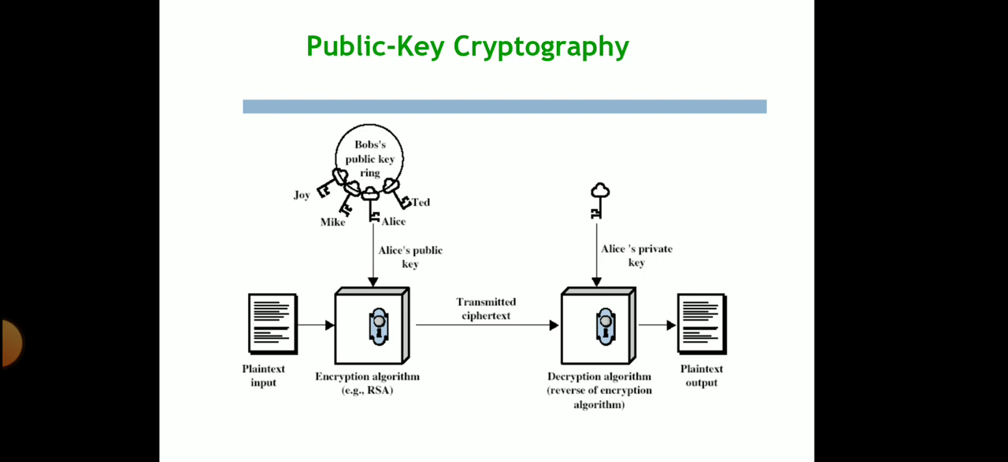So here the sender is Alice. Alice sends the message, or encrypts the message, by using the public key. So if you want to decrypt that, you have to use Alice's private key, so that it provides confidentiality. So after decryption, we will get the original message. So it also provides the confidentiality.